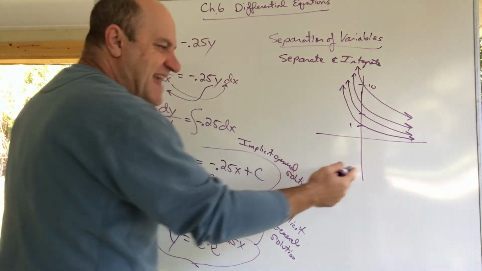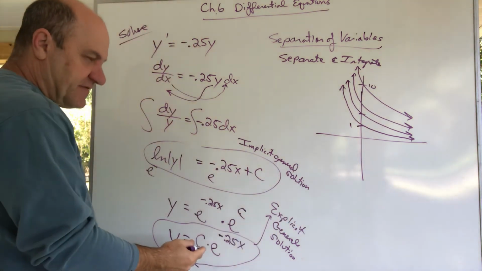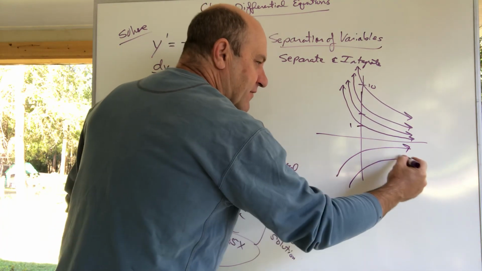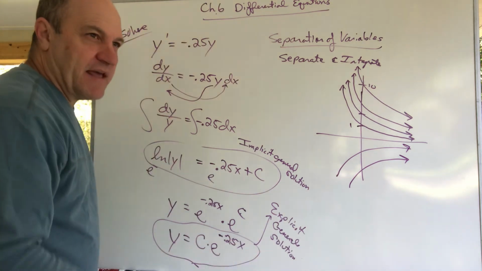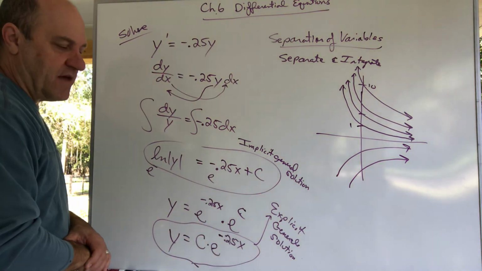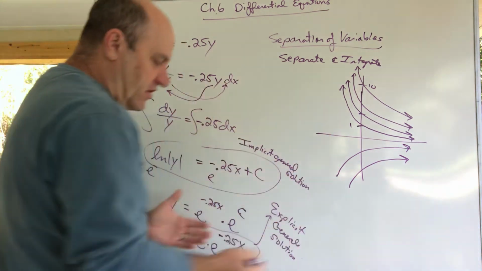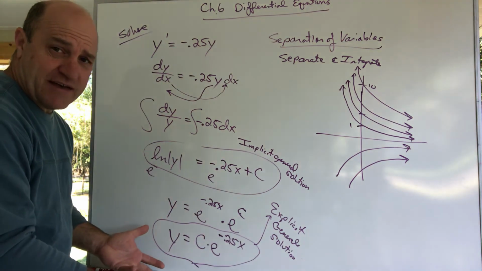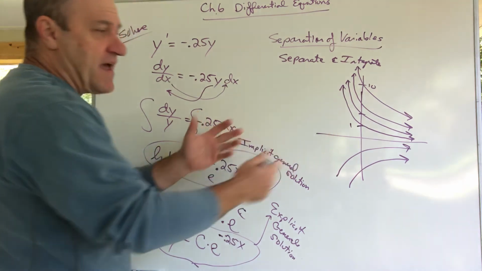If c was negative, what happens if c's negative? I think it would be this picture. But again, usually in our application problems, c is not negative. But it's a whole family of functions, this general solution. I'm trying to graph it for different possible values of c, and I get this whole family of functions.